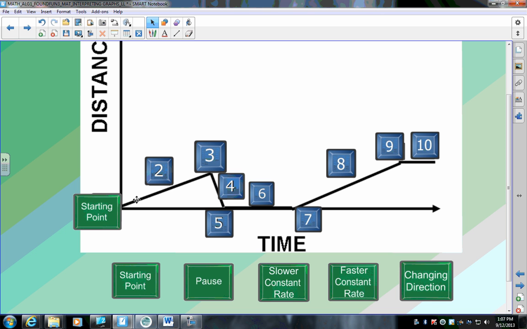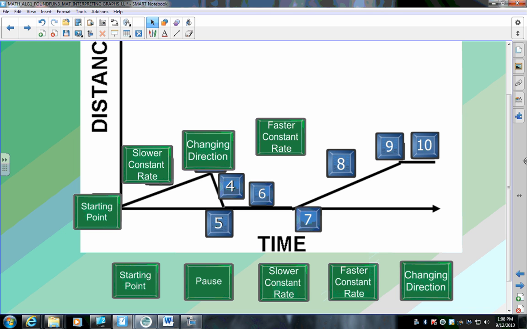Number two, I'm walking away. Am I walking away fast or slow? This would be slow because it's not very steep. It's not very vertical. It's closer to the x-axis than it is to the y, meaning that it's kind of flat. So this is walking away at a slower rate. At 3, what do we do? Change direction. And at 4, am I walking fast or slow? Look how vertical it is. That is a fast rate. I'm going to draw a line here. So number 4 should be the fast constant rate.